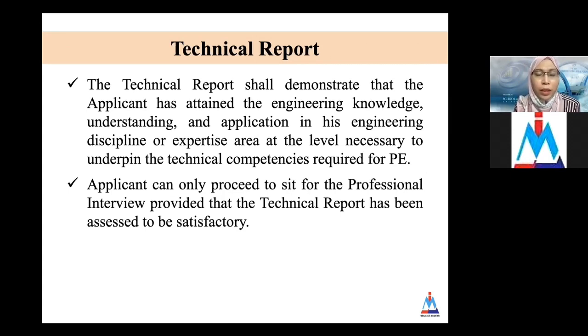So the technical report that you write later, or are writing at the moment, shall demonstrate that the applicant has attained the engineering knowledge. Number one is engineering knowledge. If you are in chemical engineering, then chemical engineering knowledge, understanding and application in your engineering discipline or expertise area, at the level necessary to underpin the technical competency required for PE. I'll discuss later what kind of technical competency is required to file an application for professional engineer. The applicant can only proceed to sit for the professional interview provided the technical report has been assessed to be satisfactory.